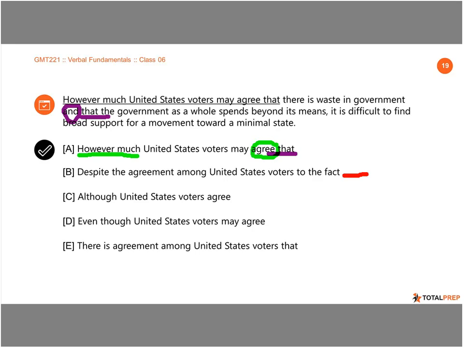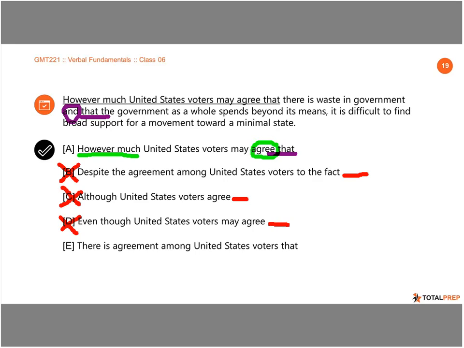Despite the agreement among United States voters to the fact, you needed that over here. Of course, it would be really long. It's a mouthful sentence. But it's wrong because there's no that over here. C. Although United States voters agree, same problem here and here. If that wouldn't be necessary, C and D would be correct, right?